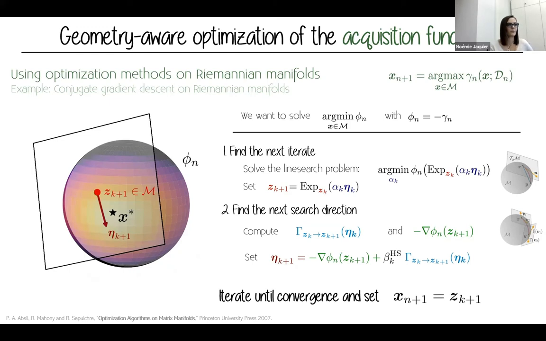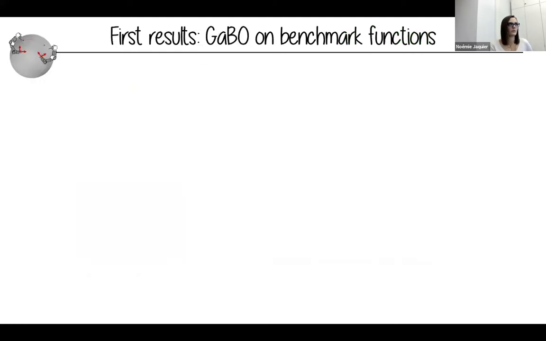Okay. So now basically we have those two tools that we need to have our geometry over Bayesian optimization. So I will show you some first results that we had a couple of years ago with this Gabo on a benchmark function.